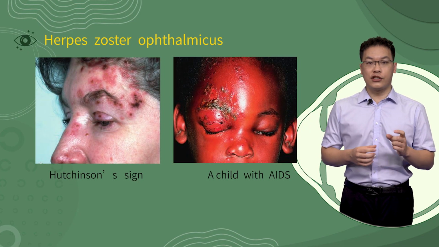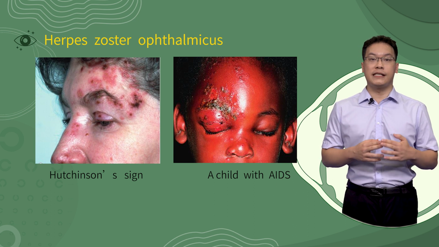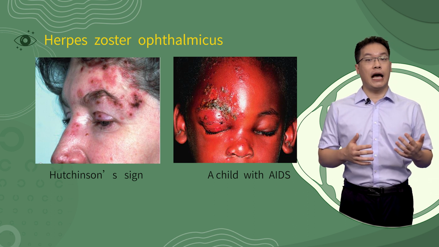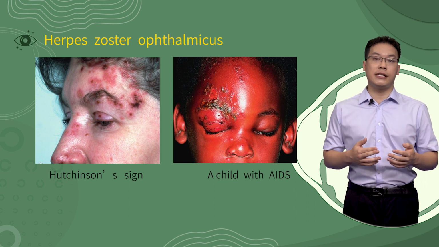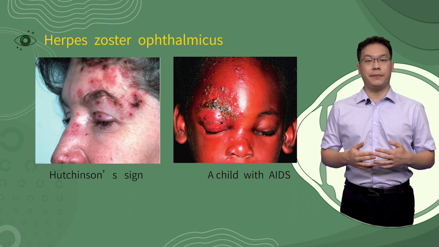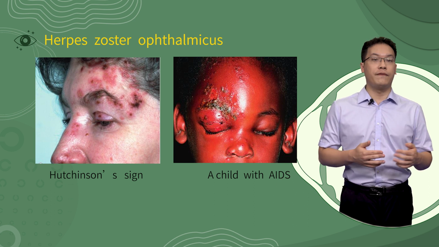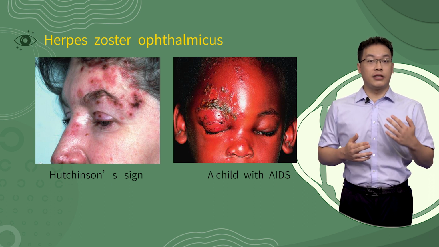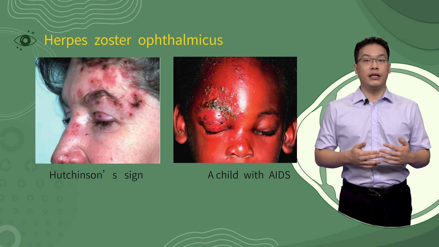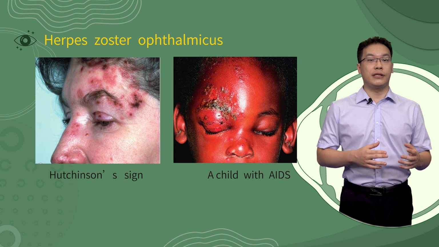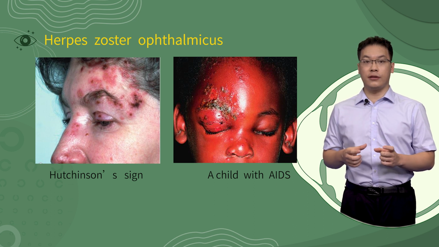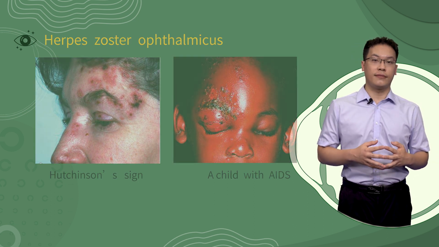Hutchinson sign describes the involvement of the skin supplied by the external nasal nerve, a branch of the nasociliary nerve supplying the tip, side, and root of the nose. The dermatitis also affects immunosuppressed AIDS patients, and shingles can be an early manifestation of HIV infection.